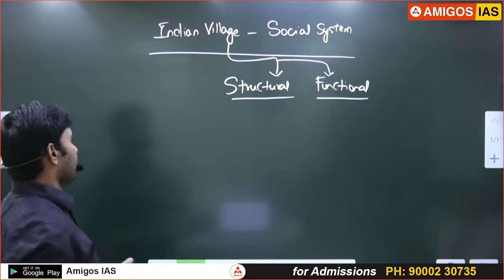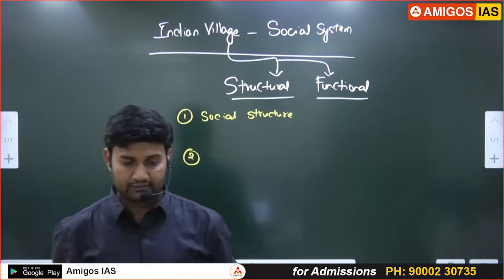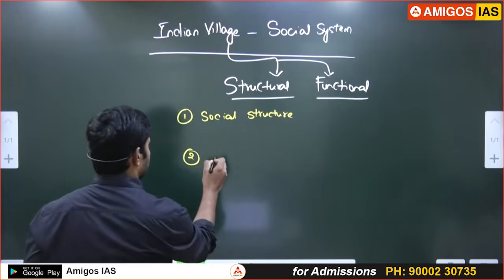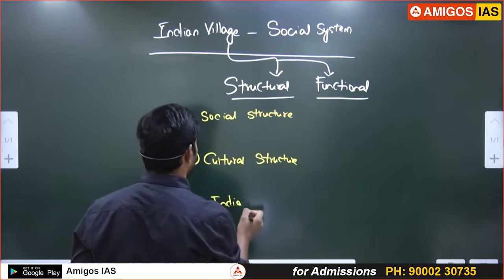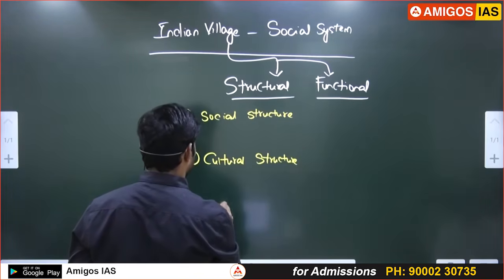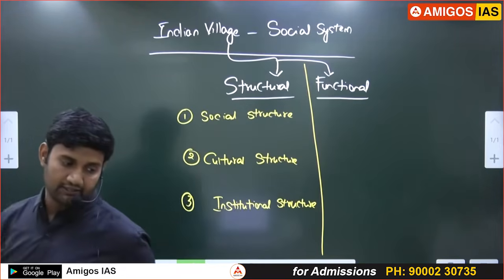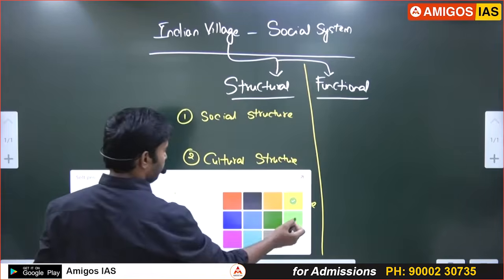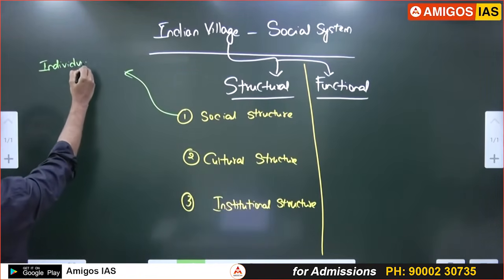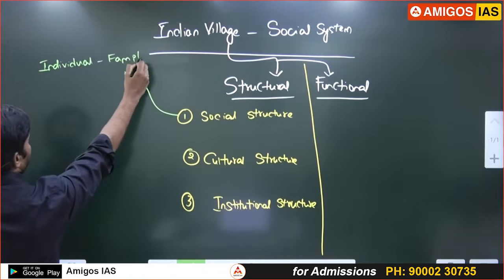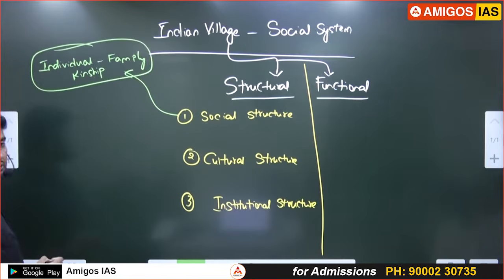Now, what are the various structures? One is social structure, the second is cultural structure, and then institutional structure. So what is social structure? What does a village constitute that can be included under social structure? It starts right from the individual level: individual, family, kinship. So this is one kind of social structure.